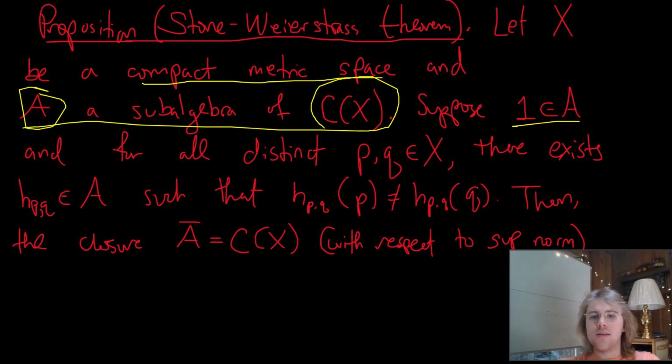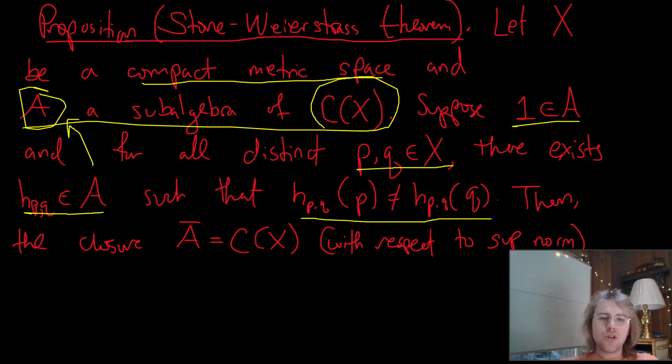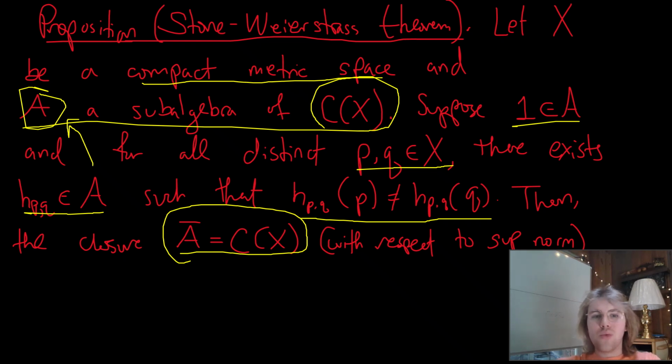This is the constant function. And for all distinct points p and q in your metric space, there exists a function h, depending on p and q, in A, right here, your algebra, such that h(p) is not equal to h(q). Then the closure of this subalgebra is equal to all the continuous functions with respect to the sup norm. And this is a very famous result from real analysis.